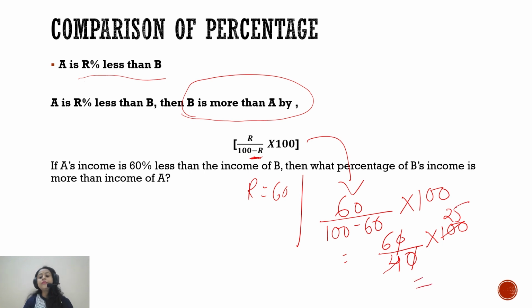And 25 by 6 is 0, 150. So B's income is 150% more than A's income, right? So this is how, although A's income is 60% less than income of B, B's income is 150% more than A's income. So this is how we can compare between two percentages, less and more.